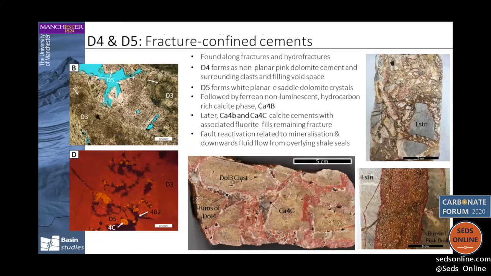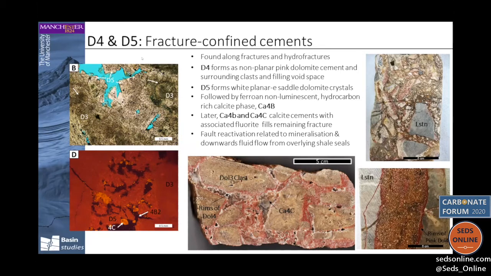The final phase of the dolomitization, D4 and D5, and these are fracture-confined cements. These are found only in fractures, particularly hydrofractures, as we can see on the right-hand side images, where we often have these 2 different cements filling void space. The D4 is the pinky coloured non-planar dolomite cement which surrounds the clasts, and your D5 is the white planar solid dolomite crystals which can partially to completely fill the fracture void space.